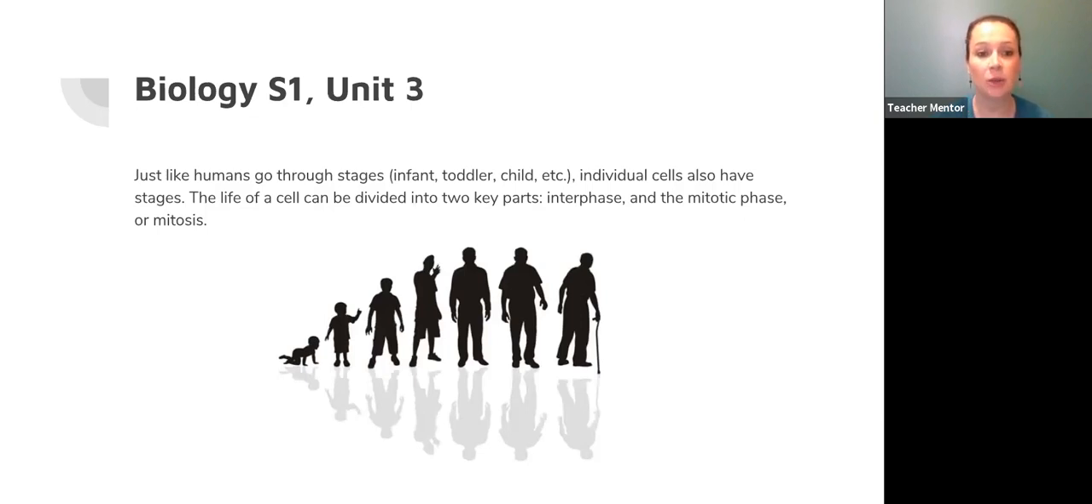So just like humans go through stages, individual cells have different stages as well. As humans, we start out as babies, and then we grow to adulthood, and then we keep aging until we are elderly. So the life cycle of a cell can be divided into 2 stages or 2 parts. So we can have interphase and mitosis.